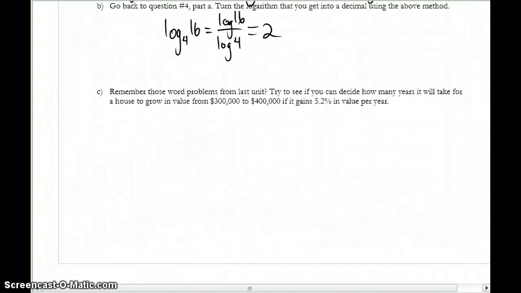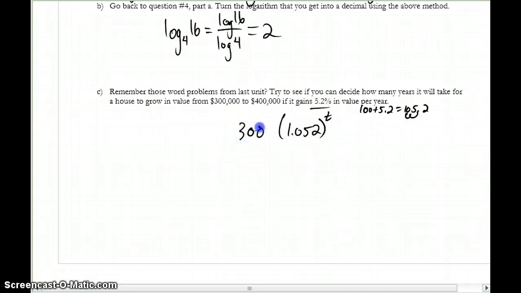Last one, we talked about some word problems last year. We said if something is growing at a rate of 5.2%, that means we have 100 plus 5.2%, which is 105.2%. Write that as a decimal. We can put that in as the base of an exponent problem, where the amount of money you start with goes in front, and we set it equal to what you want to end up with. And now we can solve this question.